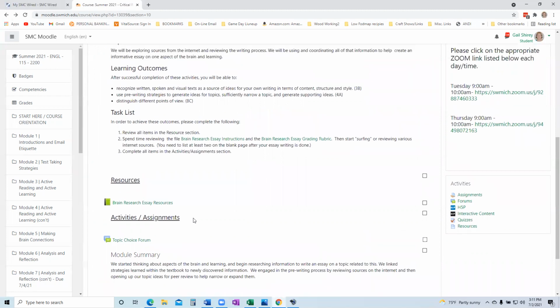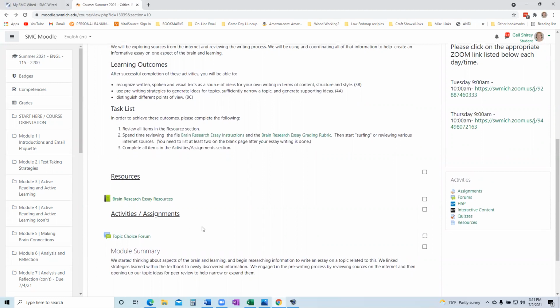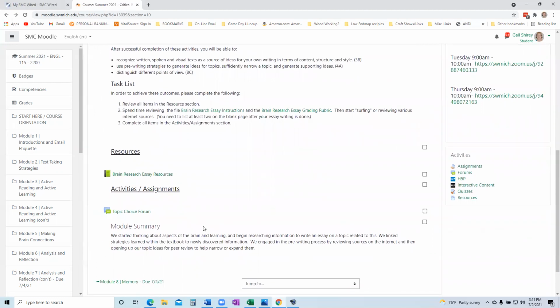And I want to really emphasize, make sure you're spending lots of time in those resources, getting familiar. Really, primarily this module is about surfing the web, pre-writing, getting ideas, brainstorming to narrow down your topic, and then what 3 aspects of that topic you're going to cover or inform the reader about within your essay.